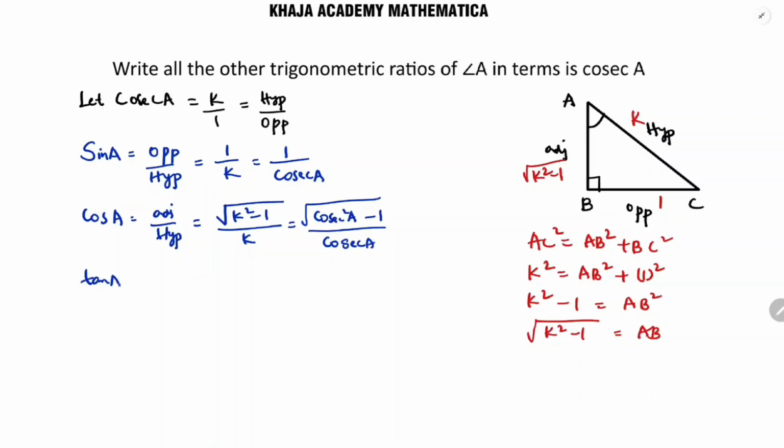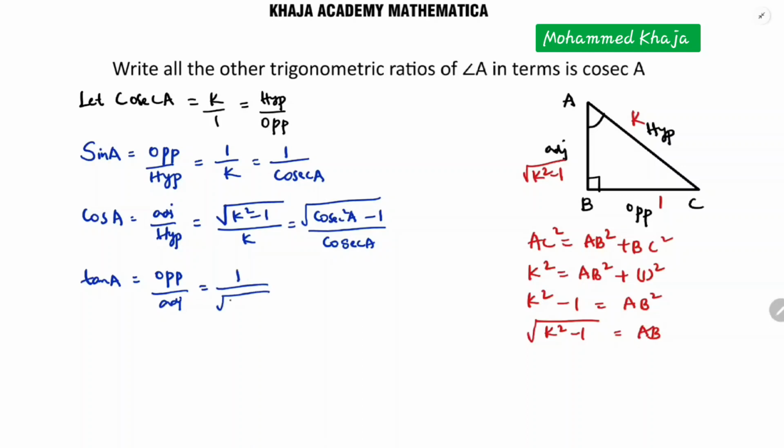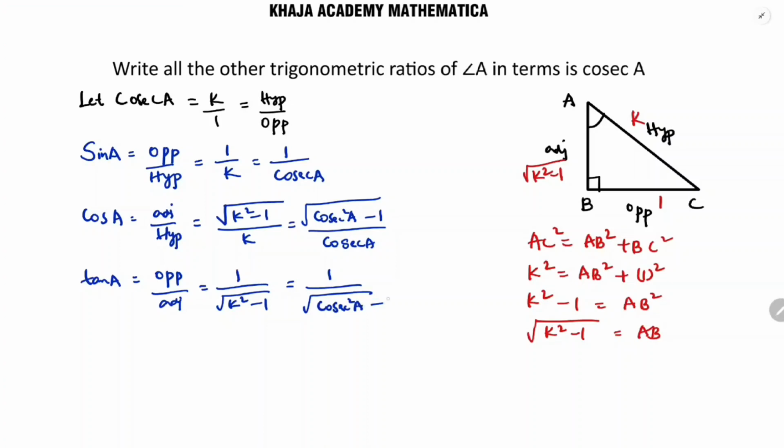Tan A is opposite by adjacent. Opposite is 1 and adjacent is under root k square minus 1. So 1 by under root, wherever is k, just write cosec. Cosec square A minus 1. Next cot A. Cot is adjacent by opposite. Adjacent is under root k square minus 1, opposite is 1. So under root, in place of k write cosec A, so k square is cosec square A minus 1.